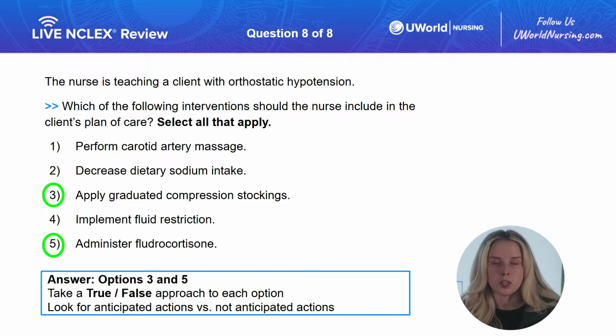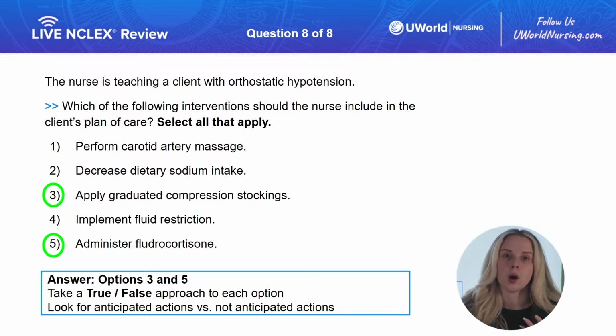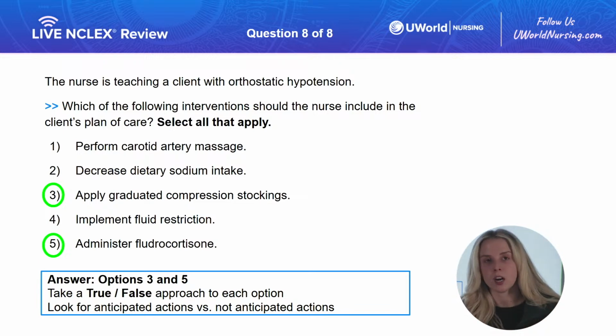4, implement fluid restriction, kind of a similar teaching point here, but we want to help pull more volume into our blood to help increase our blood pressure. And if we put these clients on a fluid restriction, this is going to be doing the opposite of that. So again, 3 and 5 are our correct options.